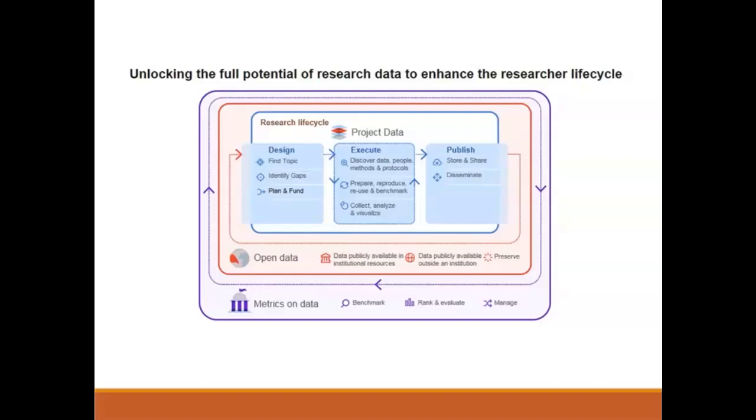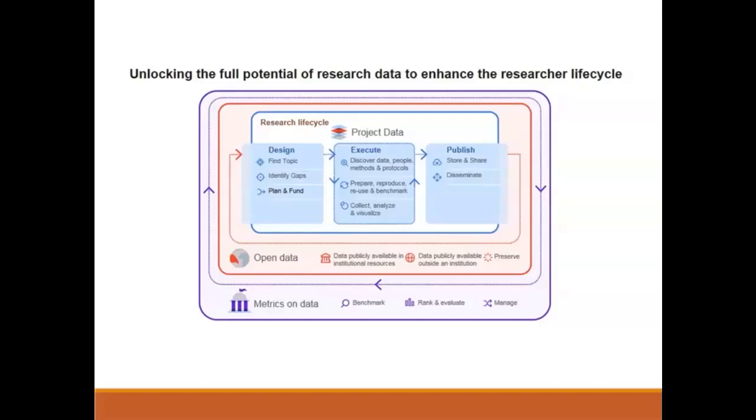Similarly, the researcher may use data sets found on research data repositories, research data search services, which are considered to be open data. So these are data sets that have been published. These are data sets which are available for the public to reuse. And that data may also be involved in their experiment. And then the third layer are these metrics on data.